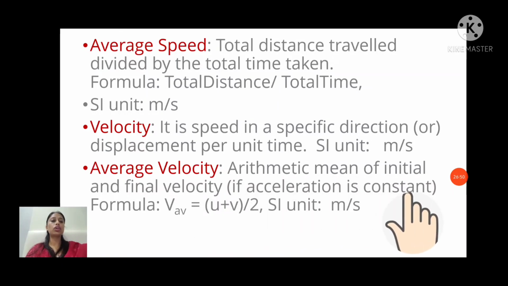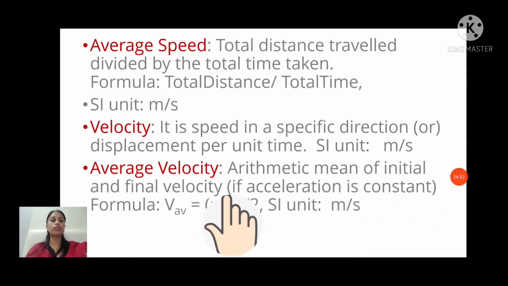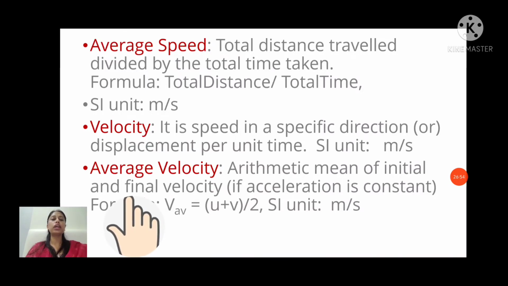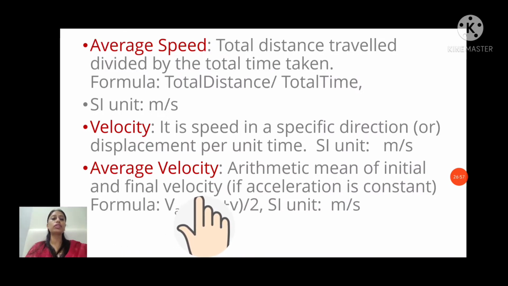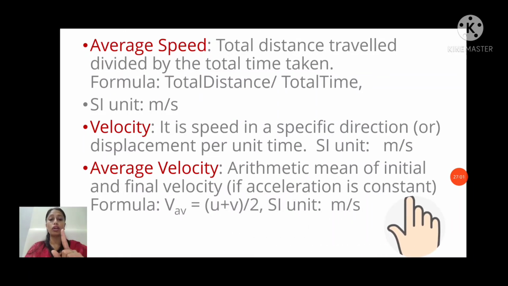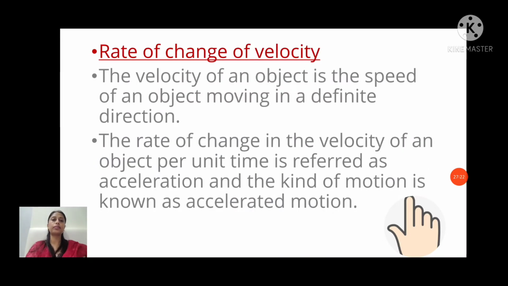If acceleration is constant, we will understand acceleration also. What is acceleration first? But here, what is the formula of average velocity? It is u plus v upon 2. u is the initial velocity and v is the final velocity. The sum of initial and final velocity is divided by 2. Why 2? Because there are two velocities, initial and final. Its SI unit is meter per second.